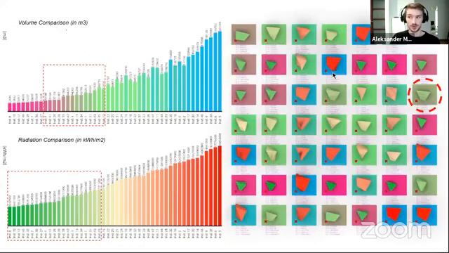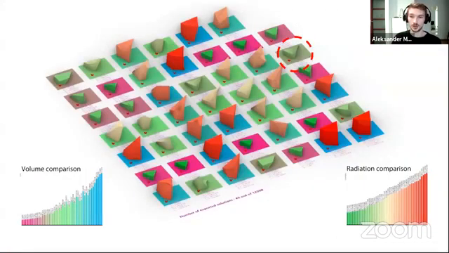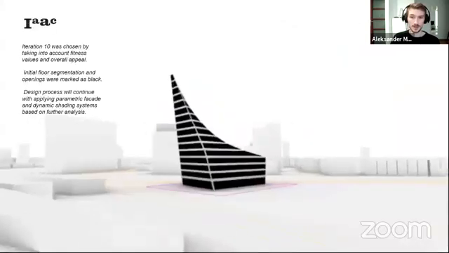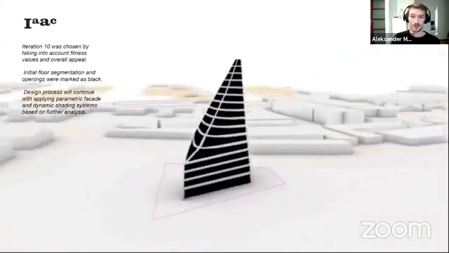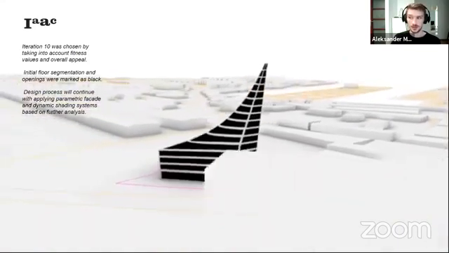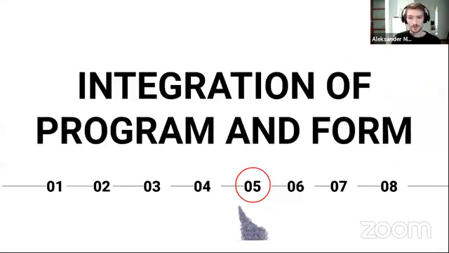Then we took the inferences from the simulations and we compared the volume and the radiation, and then we arrived at the final form that fits all the criteria and that we also liked in terms of the design qualities.